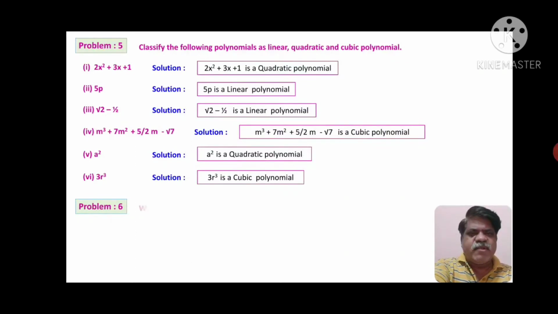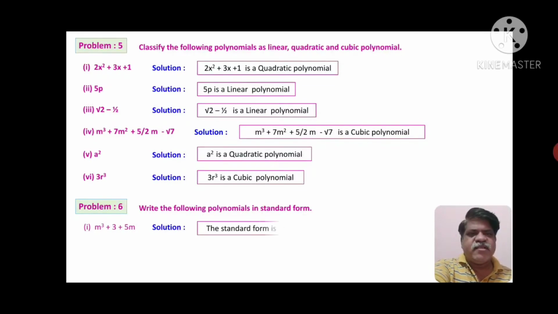Now let us see problem number 6. Write the following polynomials in the standard form. First is m cube plus 3 plus 5m. Here you could see three terms: the one having the highest index, m cube, is first, then the constant term, then again 5m. So we have to write it in standard form, and that could be written as m cube plus 5m plus 3. The indices should be in decreasing order.